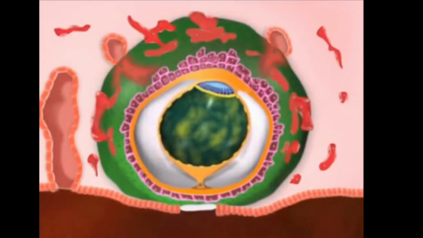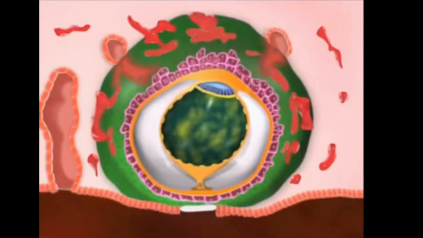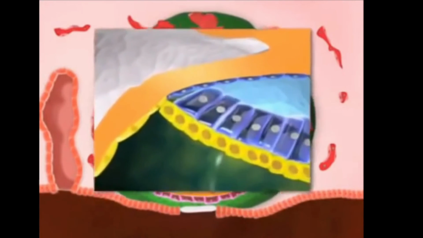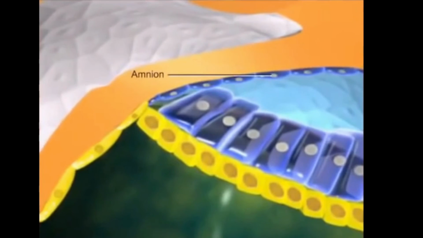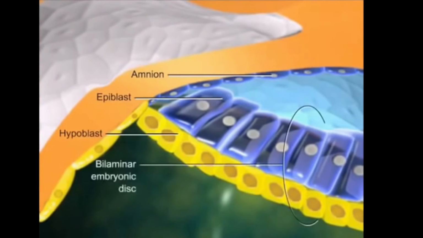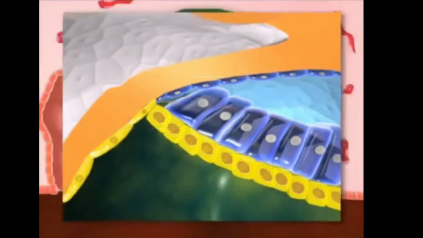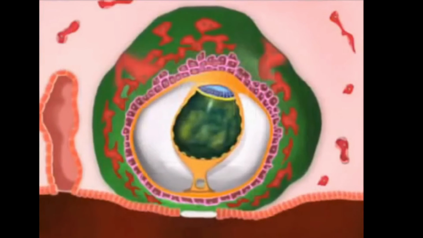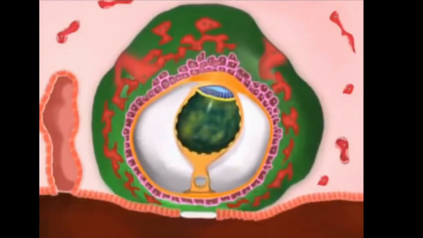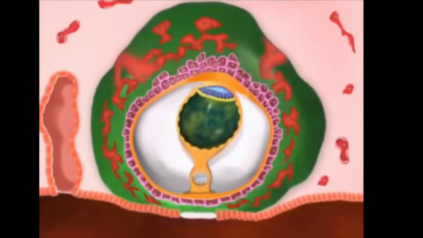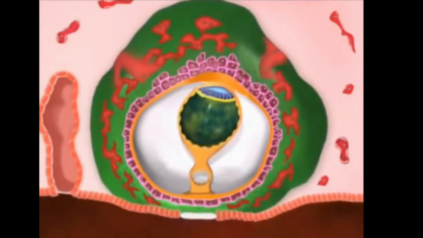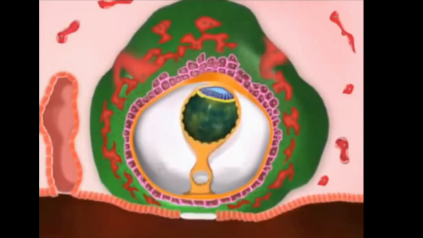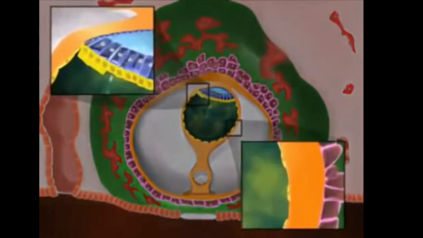Now, as development proceeds, the amniotic cavity reduces in size. These two layers of cells, the epiblast and hypoblast, are known as the bilaminar germ disc. Reduction of this size: the primary yolk sac is now known as the secondary yolk sac, which is reduced in size.